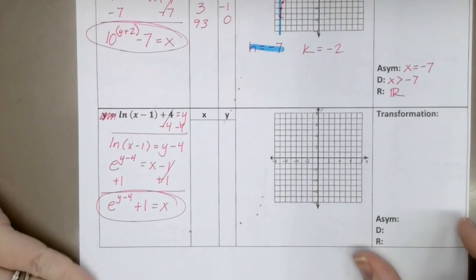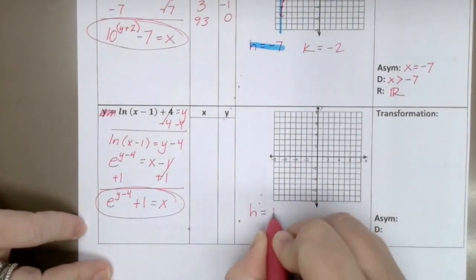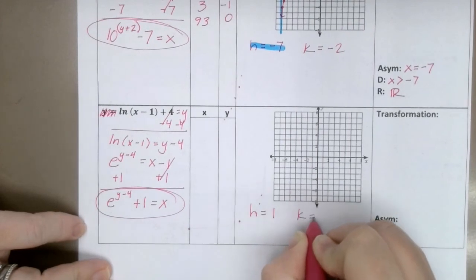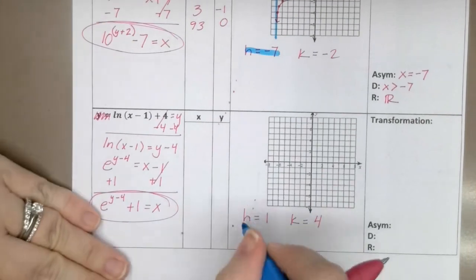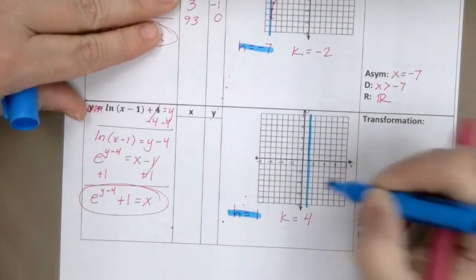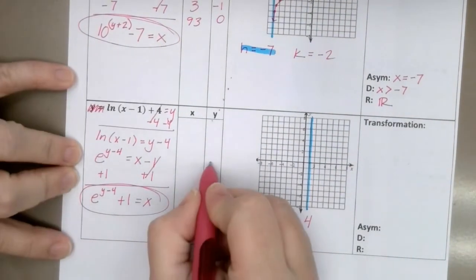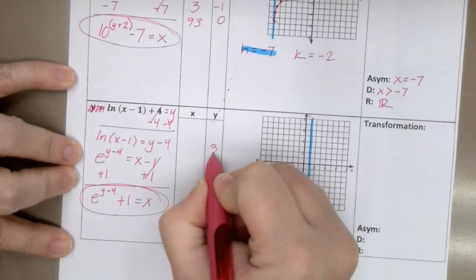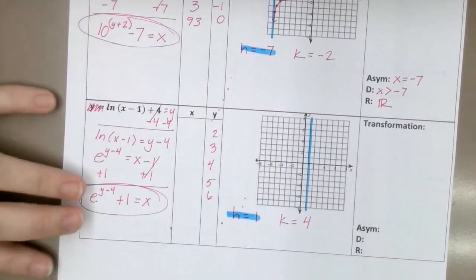What is my h value? Positive 1. What is my k value? Positive 4. Which one is my asymptote? H. Okay. All right. K goes in the middle. And why don't you take a minute to finish off that graph?